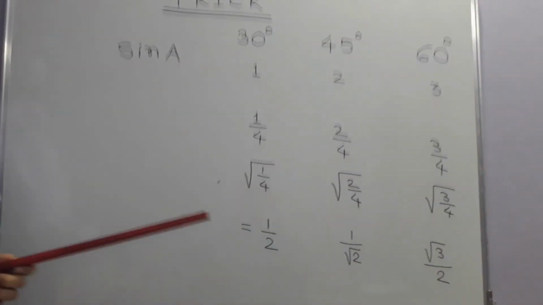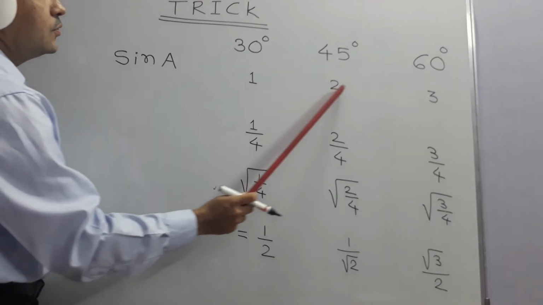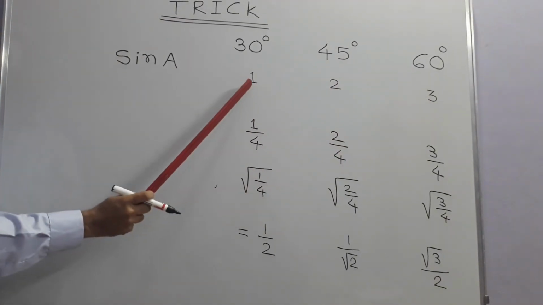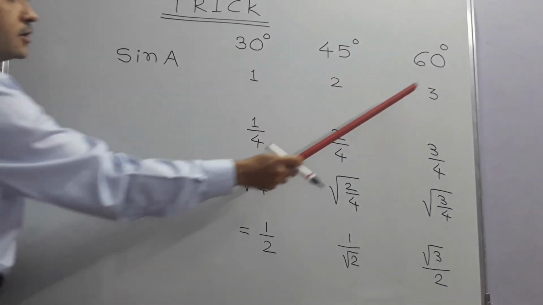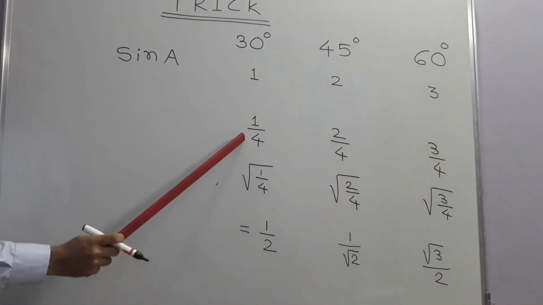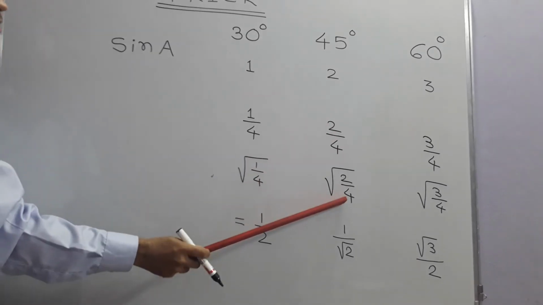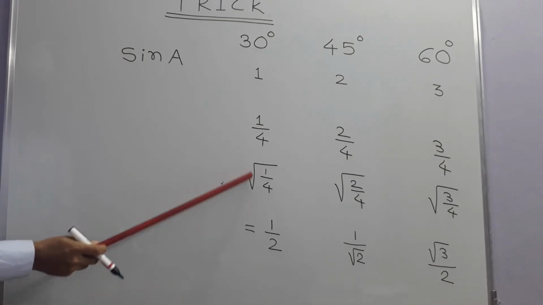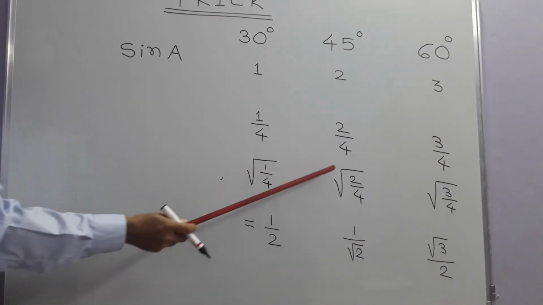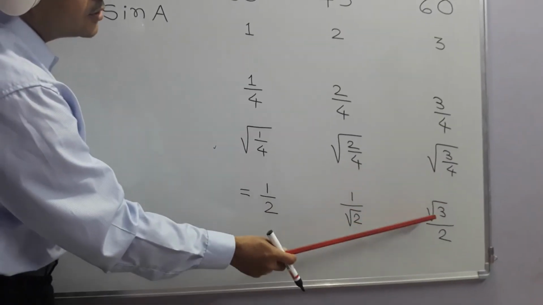So once again I will repeat. First 3 values, write as 1, 2, 3. In the second step, each number is divided by 4: 1 is divided by 4, 2 is divided by 4, 3 is divided by 4. In the next step, take the square root. So square root of this number, square root of this number, square root of this number. If you calculate the square root, we'll get 1 upon 2. The square root of this number is 1 upon root 2, and the square root of this number is root 3 by 2.